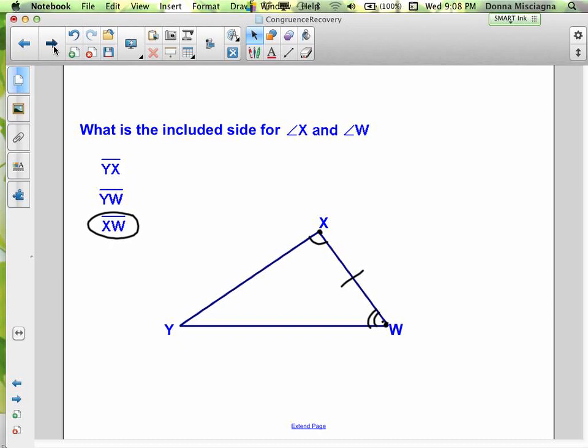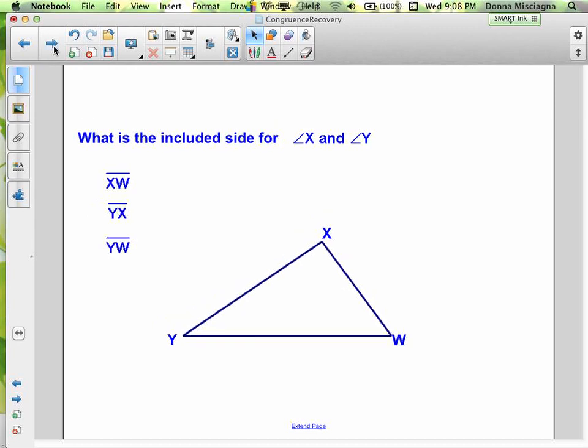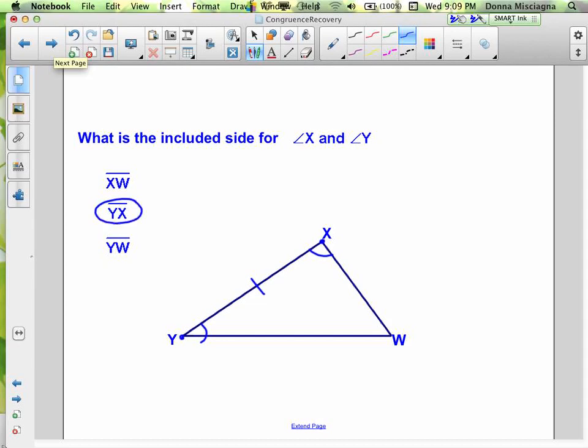Let's try another one. There we go. What's the included side for angle X and angle Y? All right, so let's mark angle X. There's the vertex on angle X. Let's mark angle Y. The side has got to go between those 2 points, so your side is literally given by your angles. Side XY or YX, either one is the same. So segment YX is our answer here. Hopefully you can recognize included sides.